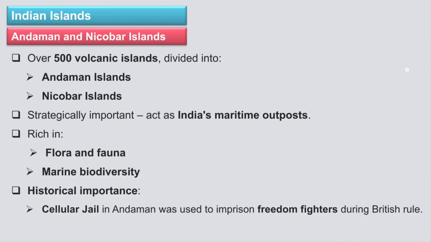Because of their spirit and sacrifices, where are we today? We are living in a free country. So we should always thank them. That is why this Cellular Jail has been preserved, to remind ourselves of our forefathers. The jail is now a national memorial.